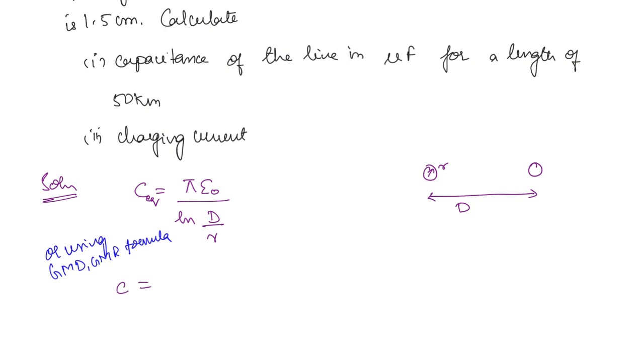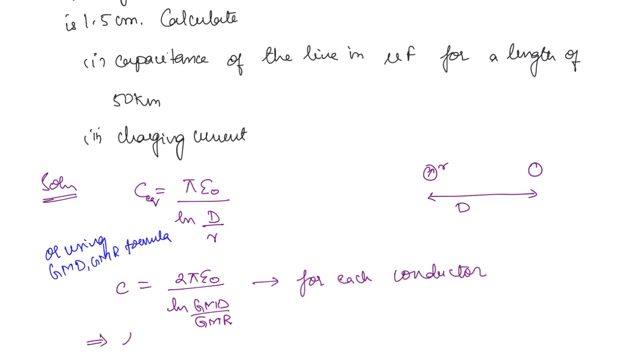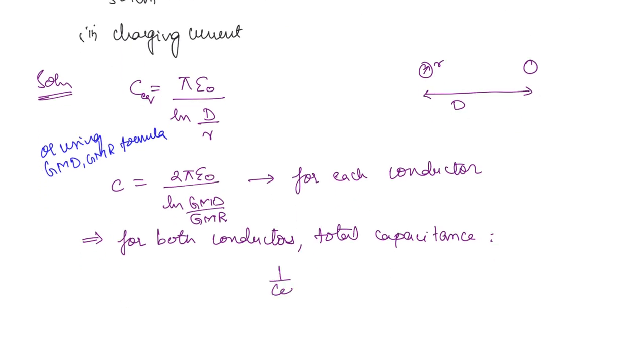According to that, it is C is equal to 2 pi epsilon naught ln GMD by GMR. This is for each conductor. So, what will be for both conductors? For both conductors, that is the total capacitance. The capacitors are in series. So, when they are in series, how will you find out the equivalent capacitance? 1 by C plus 1 by C. So, C equivalent is equal to C by 2.